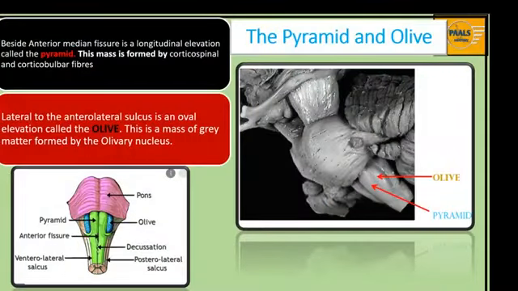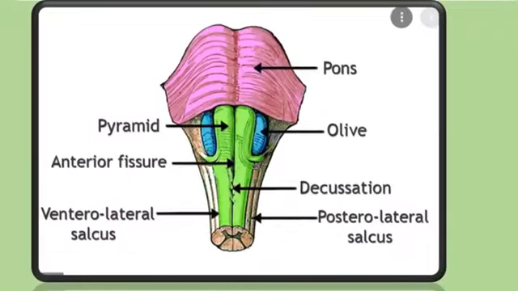In this slide, we will consider the elevations and swellings on the medulla. We will start with the anterior surface. Beside the anteromedian fissure, we will see some elevations. The first elevation we see is the one we can note here. This median elevation is called the pyramid.